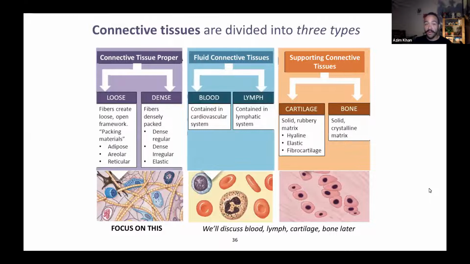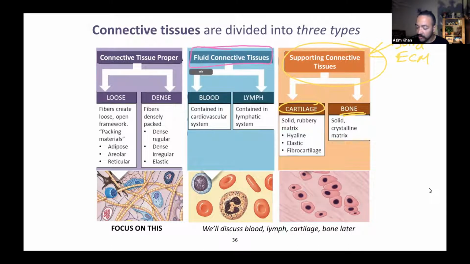So how can we categorize these types of connective tissues? We can divide them into three types. Let me go from right to left. Supporting connective tissues are very, very solid. They have a solid extracellular matrix. Bone is a great example of a supporting connective tissue, where you have mineral in the extracellular matrix. Cartilage, we'll talk about the special proteins that make that up. We'll talk about these two later, but these are examples of supporting connective tissues.